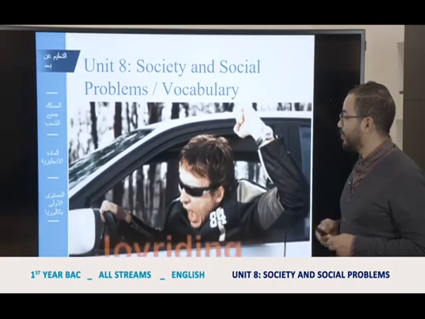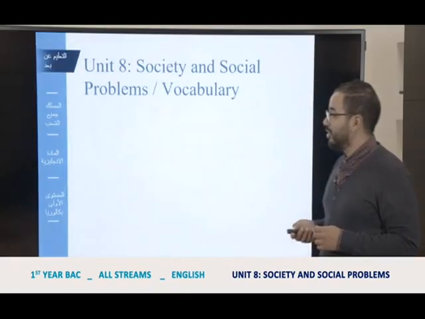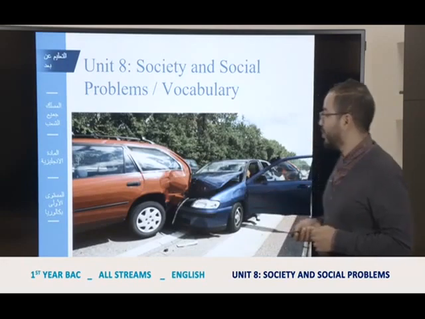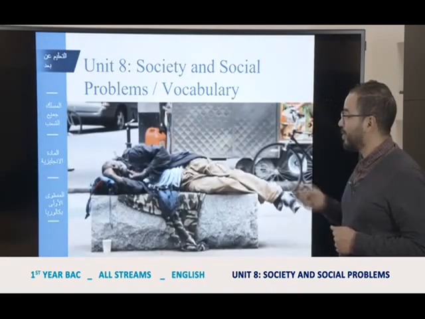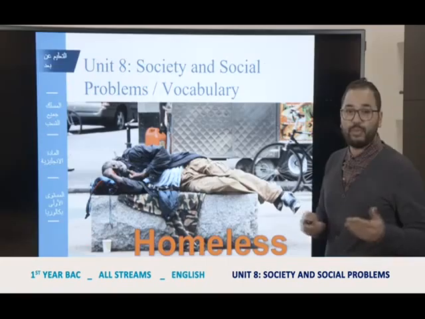Next one is joy riding. This is when you ride or drive a car in a fast way for fun. It's very dangerous, and generally this car is stolen. So that's the result of joy riding, of course. This person doesn't have a house, so we can say that this person is homeless. This is the adjective. So homeless means without a home, like job, jobless, home, homeless.